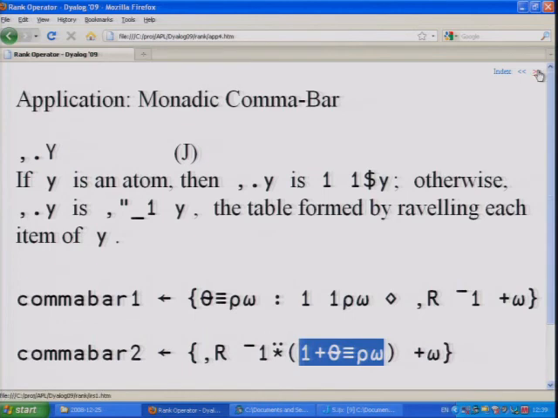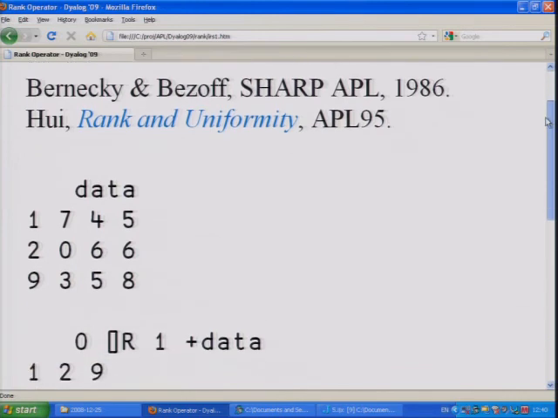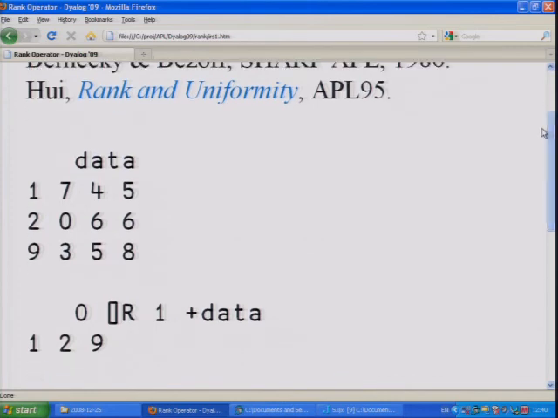So now I get to IRS. IRS is not something negative in this context. It stands for Integrated Rank Support. It was first implemented by Bernecky and Brown in SHARP APL in 1986. And I described it in my APL 95 paper. It's an implementation technique where the primitives are aware that they're being invoked from the rank operator and don't bother with constructing all the cells.